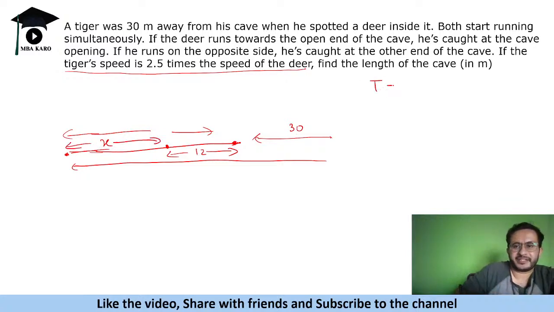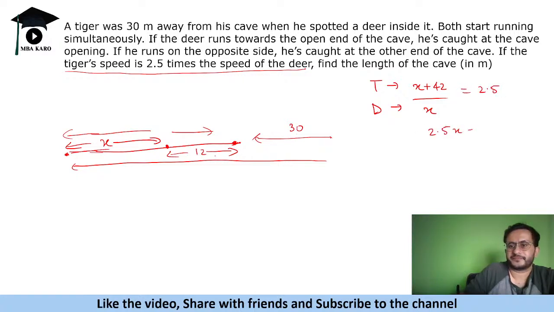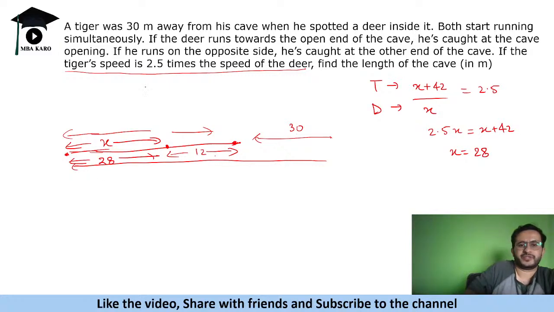So when the tiger is covering, how much the tiger has to cover? 42 plus x plus 42. The deer will cover x, isn't it? So that ratio is also 2.5. So we get that 2.5x is equal to x plus 42. So that gives us x is equal to 28. So यहाँ से यहाँ तक distance हो गया 28. 28 plus 12, the distance is 40 meters.